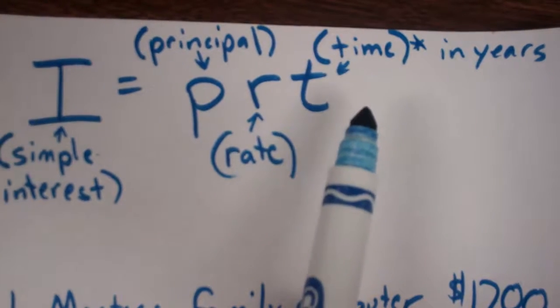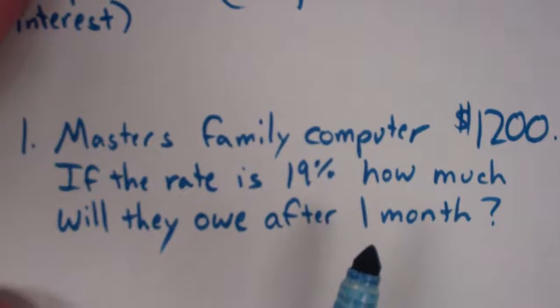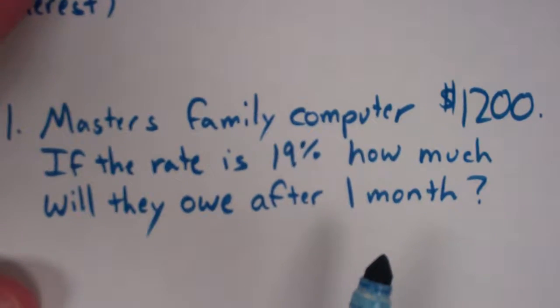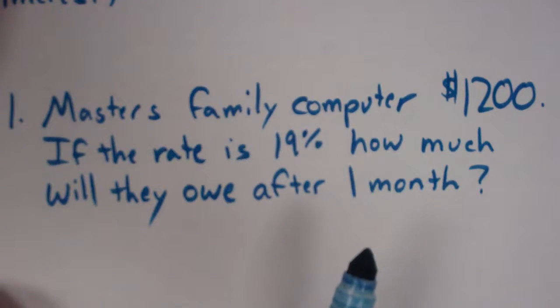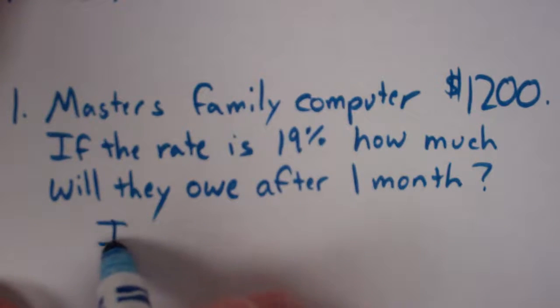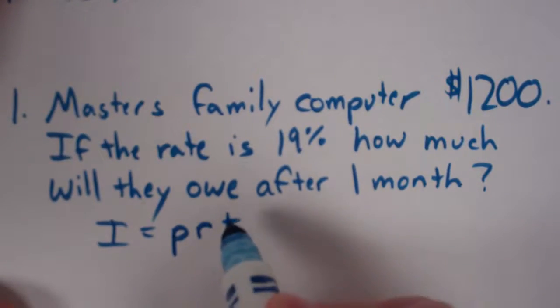These will be the problems off guided practice on page 170. So, quick rundown of number one. The Masters family is buying a computer for $1,200. If the rate is 19%, how much will they owe after 1 month? So, let me fill in my formula here. Interest, simple interest, equals principal times rate times time.